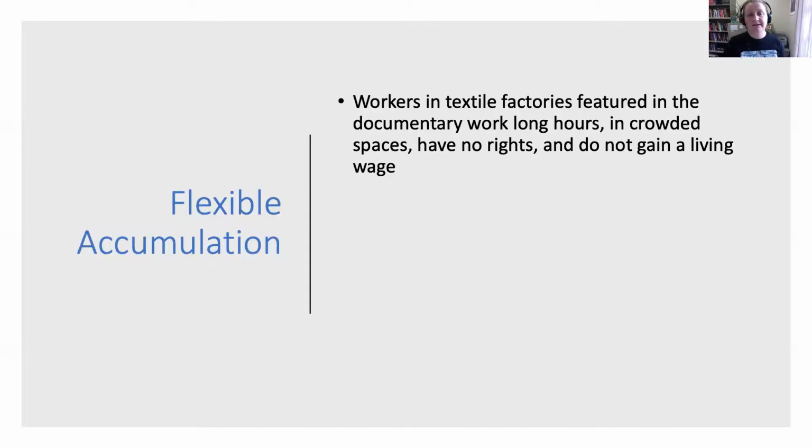So when we talk about flexible accumulation, one of the things we noticed in this video is that workers in textile factories that are featured there work long hours, right? They work in crowded spaces, they have no rights, and they do not gain a living wage. So they're living in very minimal living conditions. Another part that you don't know, but you should deduce from the context that I've been giving you, is that a lot of these workers are actually internal migrants. So there are workers that are coming from other parts of China looking for jobs in the cities.